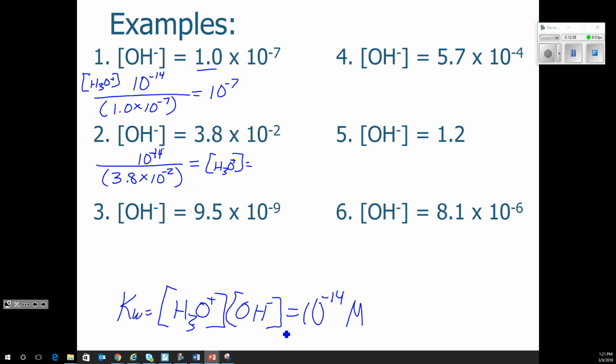So if you need a calculator, there's a whole bunch in the sink. You're welcome to use them. But we are going to be using calculators a lot today, so go ahead and get them out.